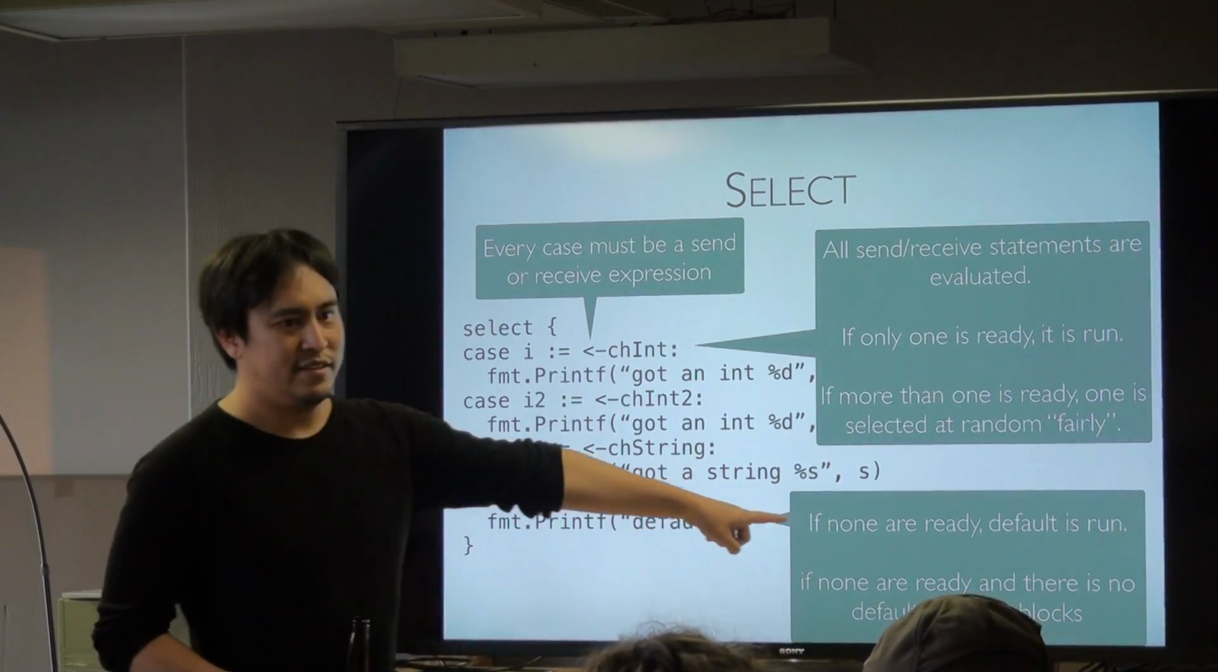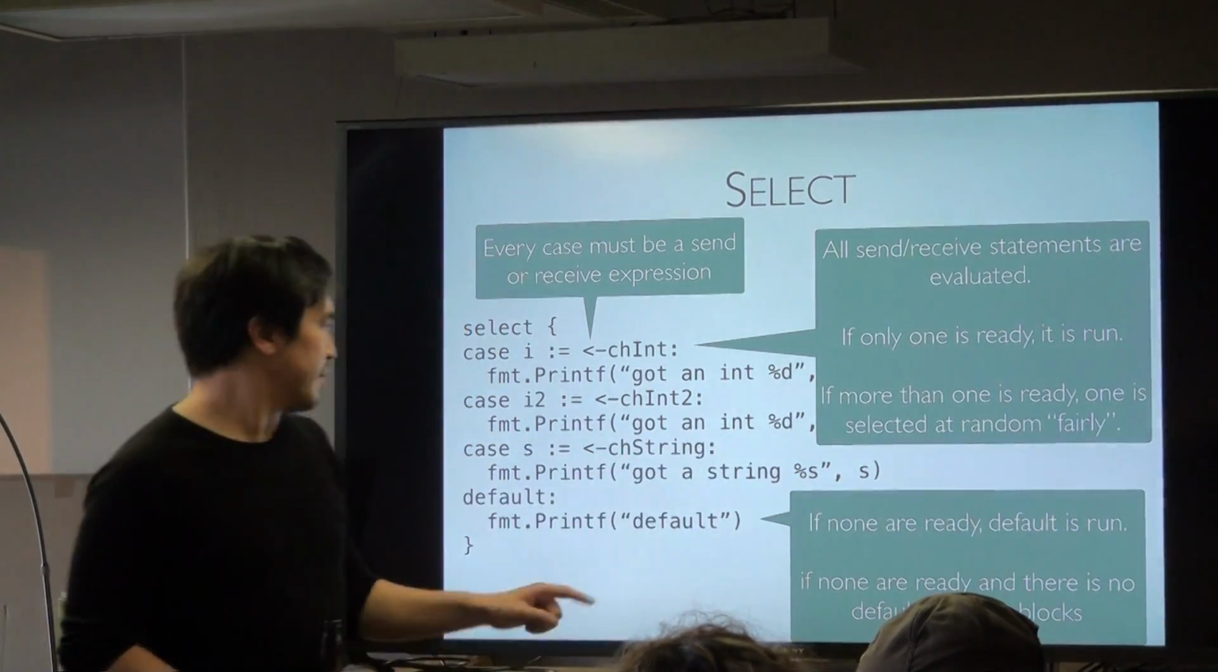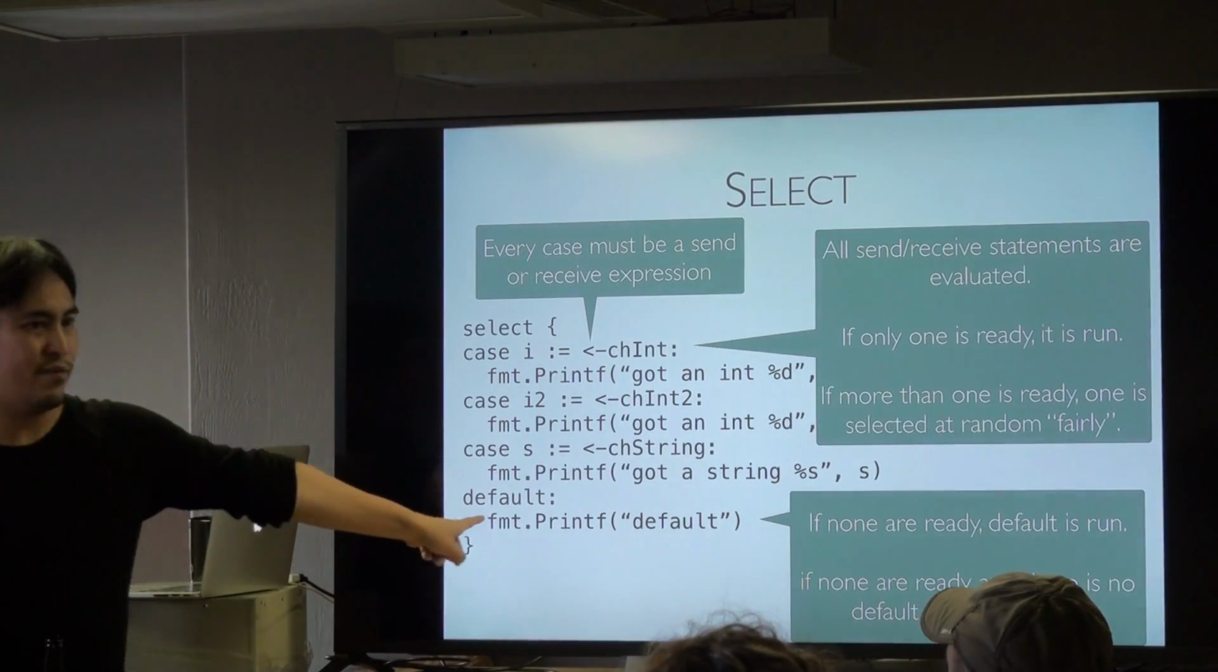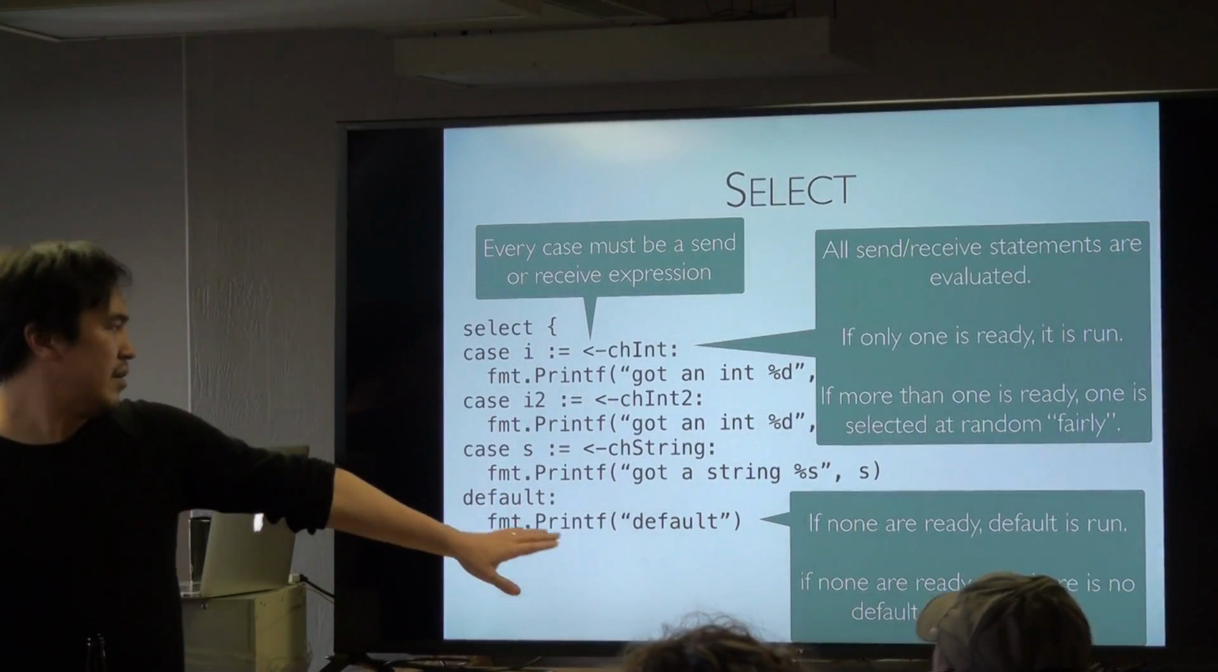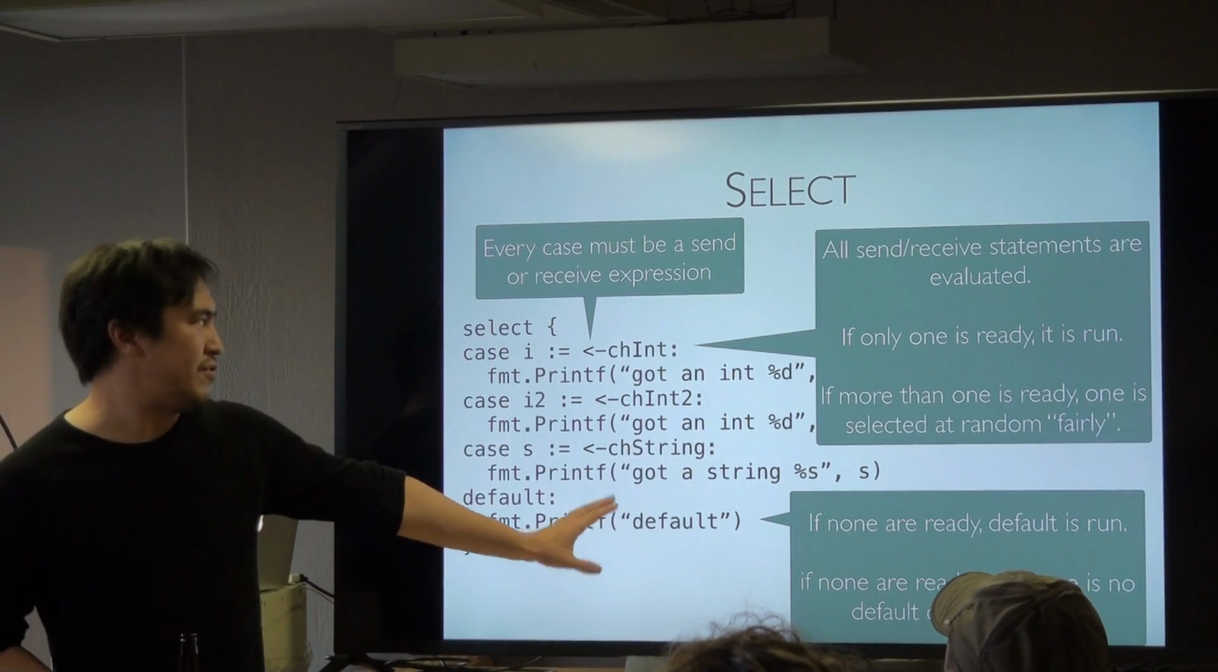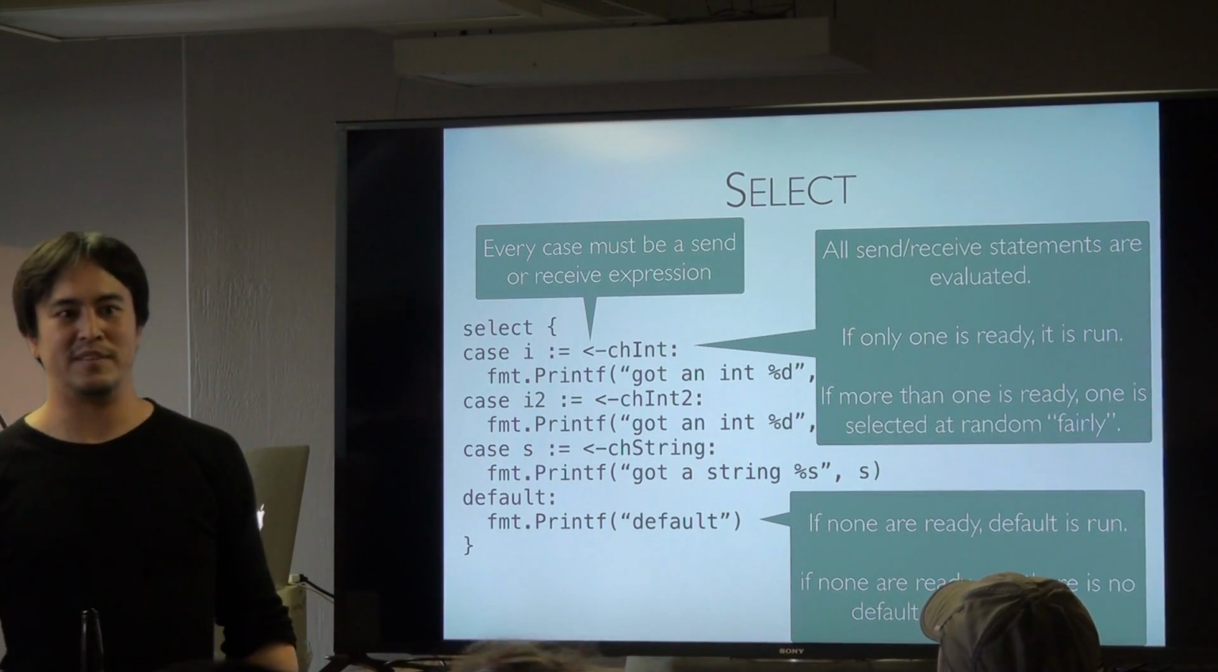If none are ready, default is the case that actually happens. So if all 3 are blocking, then we're going to get the default case. But the default is optional. If there's no default, then the entire select statement just blocks.